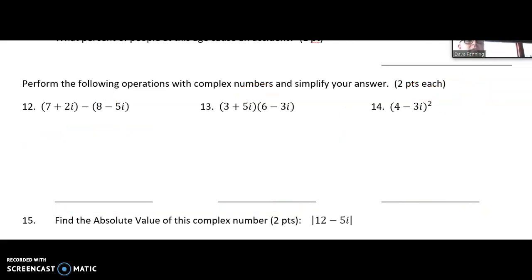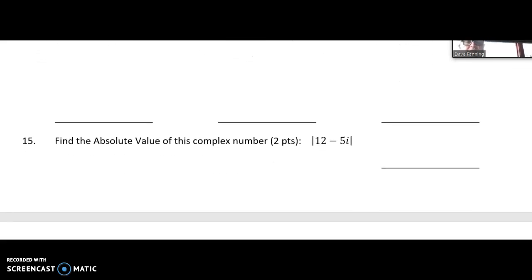And then the last one on this part of the test is number 15. Here we're supposed to find the absolute value of this complex number. Well, if I were to graph it first, it would look something like this. In the real direction, we're going to go out to 12, and in the imaginary direction, we're going to go down 5, which means this distance is 12 and this distance is 5.